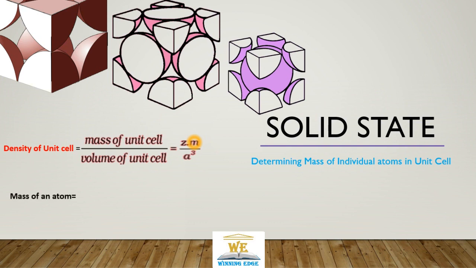So we substitute here, the mass of an atom will be molecular weight or molecular mass divided by Avogadro number, which is 6.023 into 10 to the power 23. So density equals Z M divided by a cube N A. That's how we calculate the density of a unit cell.